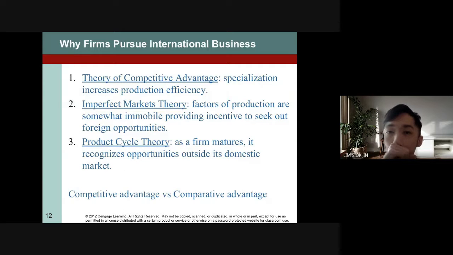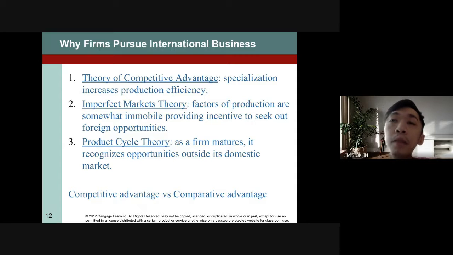Okay, so here now is the most important question. Why do companies or MNCs pursue international business in the first place? If they can do well in their own country, why do they need to go international? Okay, so there are three theories here. One is the theory of competitive advantage. That means specialization increases product efficiency.